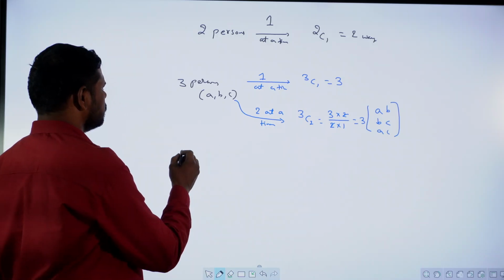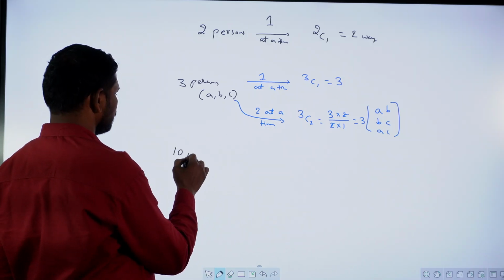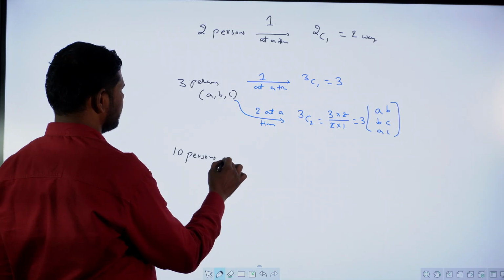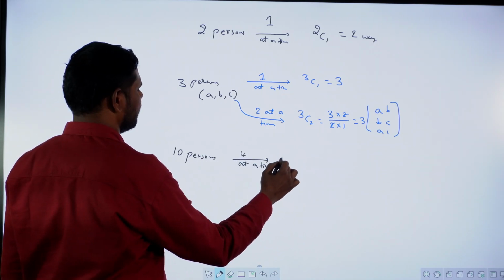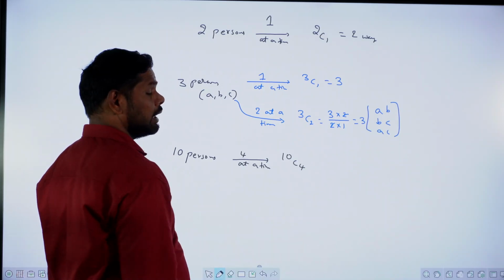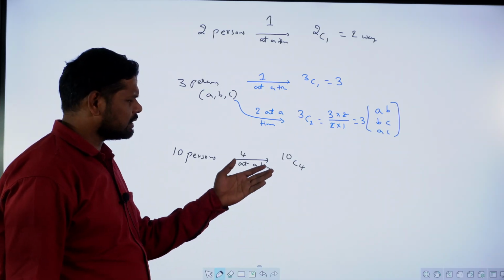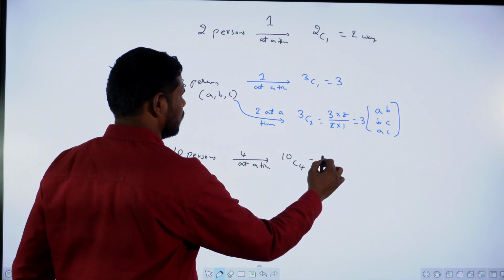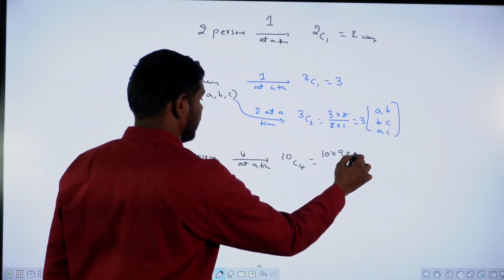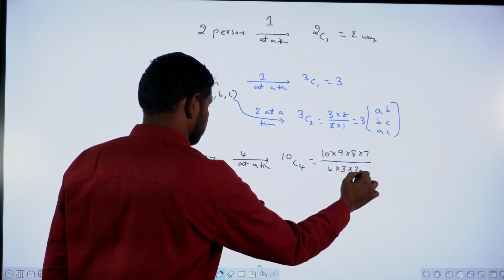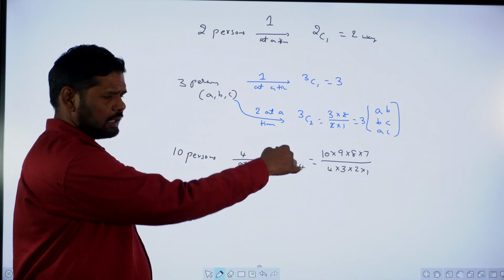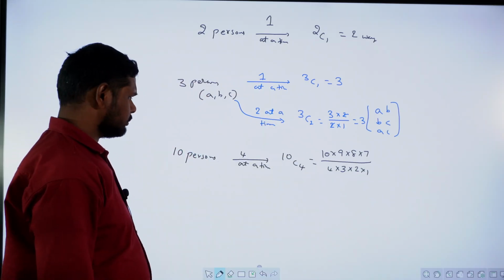So, we need to select, total 10 persons are given. We need to select 4 at a time. How many ways? 10C4 ways. That simplification we know. 10C4, how are we going to do it? 10 into 9 into 8 into 7, up to 4 terms, divided by 4, 3, 2, 1. So 210, that's the simplification, right?